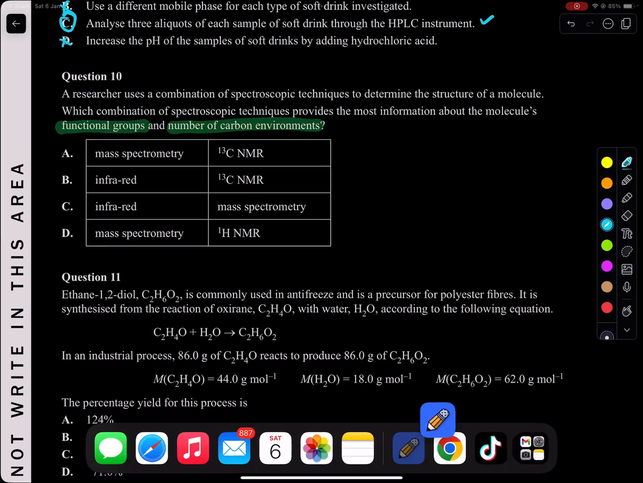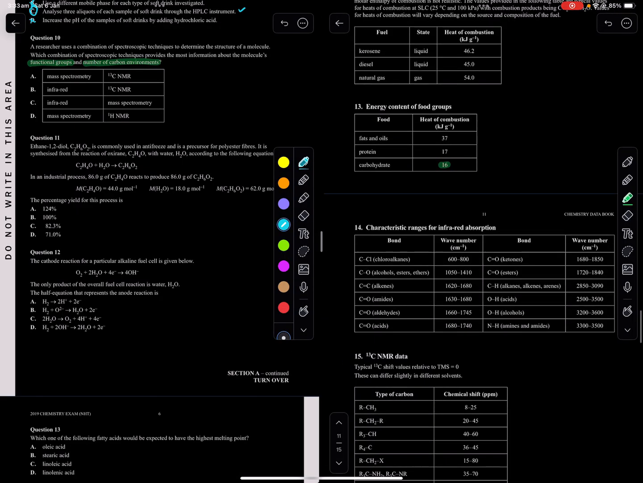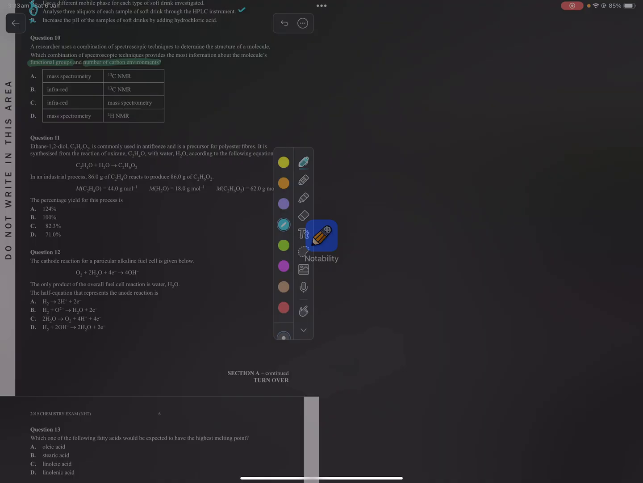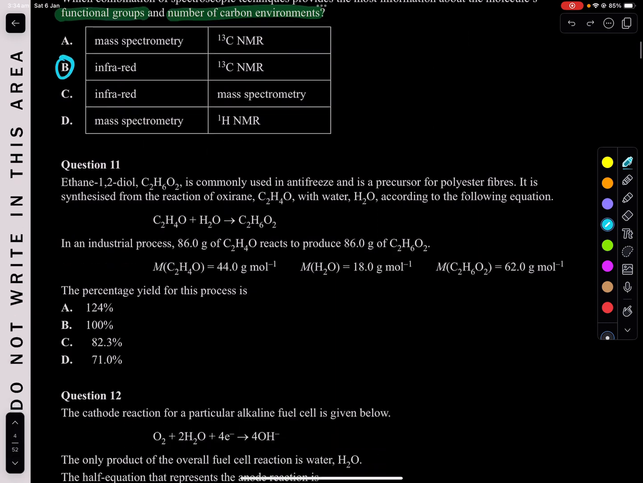Remember, if you look at your data book, the infrared actually gives us all the information. For example, here is the infrared. As you can see, these are all functional groups. So it's the one that actually gives us the functional groups of the molecule. So it would be infrared and carbon NMR. So 10 would be B. Mass spectrometry, don't use that. Mass spectrometry will be useful in determining the molar mass of the molecule and the fragments, but very useless in this case. And remember, hydrogen NMR is used to find out the hydrogen environment. So only B would be the best in that one.